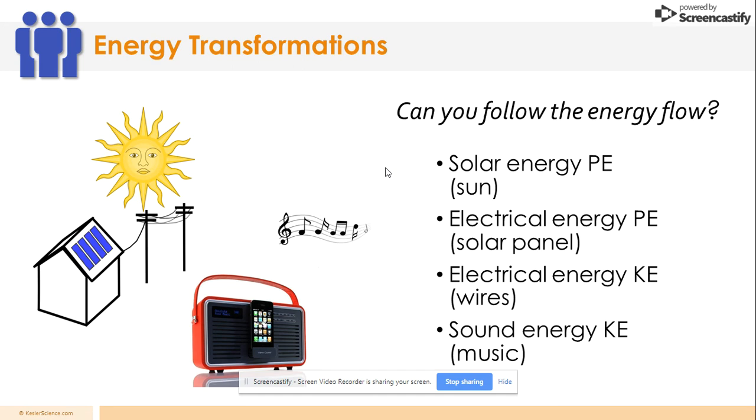Here we see solar energy, the potential solar energy in the sun, being harvested by the solar panels on the house. This is being converted into electrical energy, which is the electrons flowing through the wires in the house, over to the radio, which is sound energy or motion of waves coming from the music.